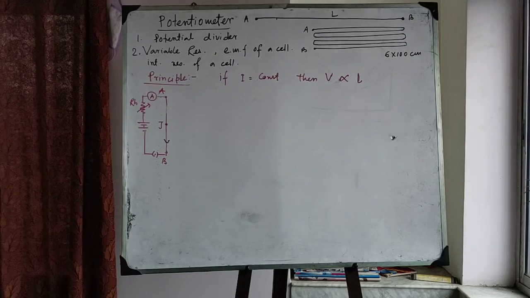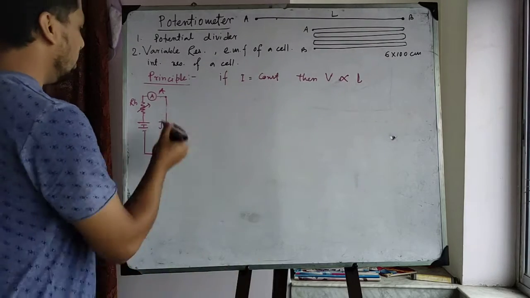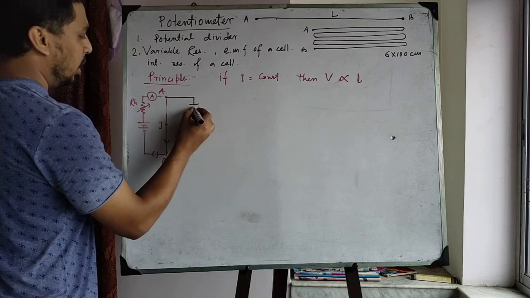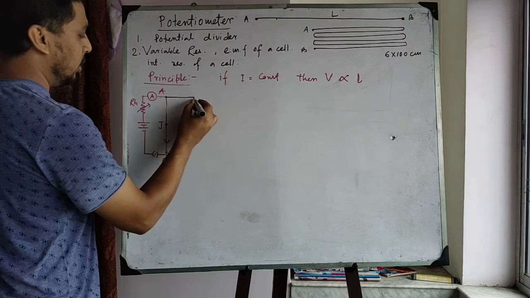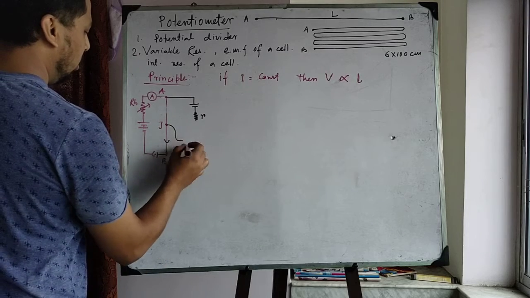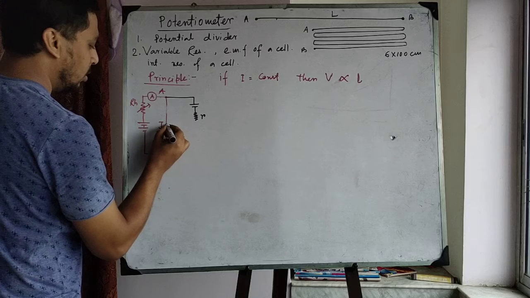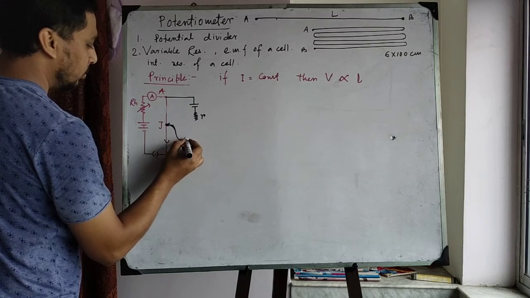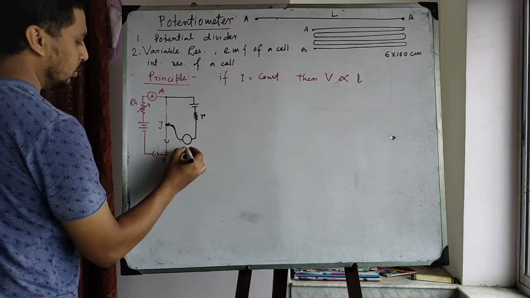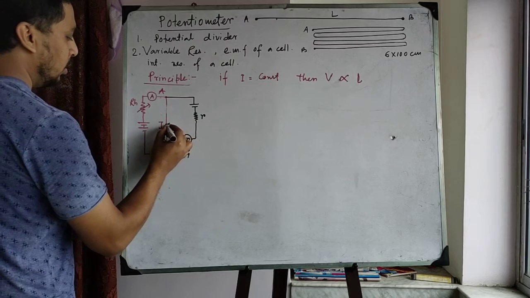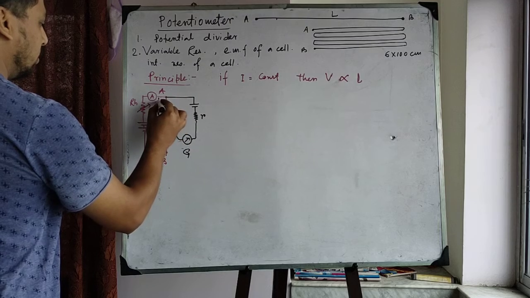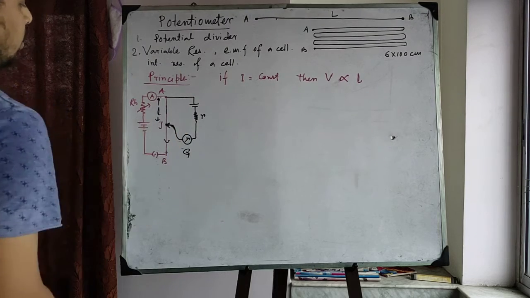So how can we use a potentiometer to measure the EMF? Here is the external circuit, and this is the cell having an internal resistance small r. And again this is the jockey J. This is the galvanometer G. Again we get the null point, suppose at a length L.